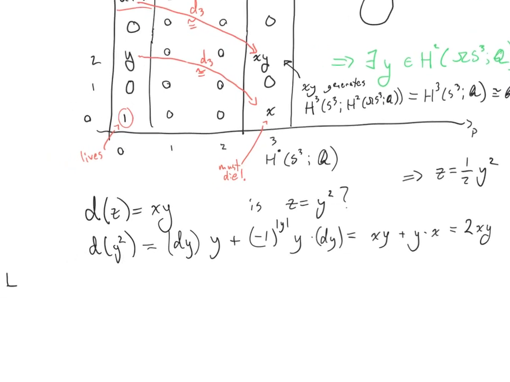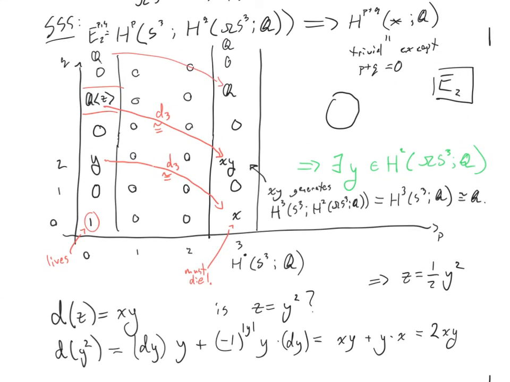So as a first full pass, you might come to the conclusion that H star of loops S3 with rational coefficients is Q when star is even, and 0 when star is odd. But we can actually do one step better if we pass to integer coefficients, and we can completely identify the cohomology of the fiber.